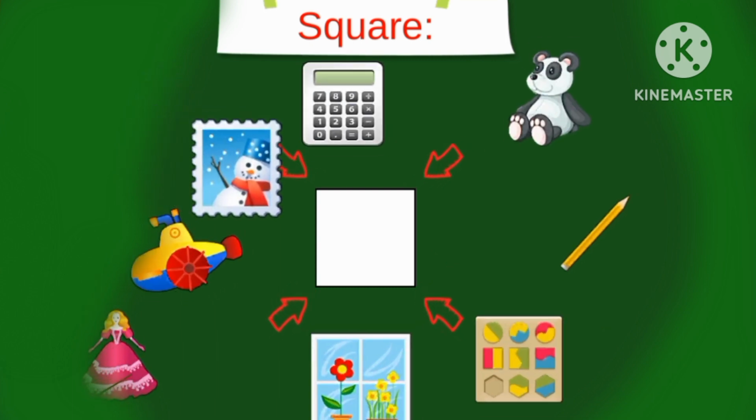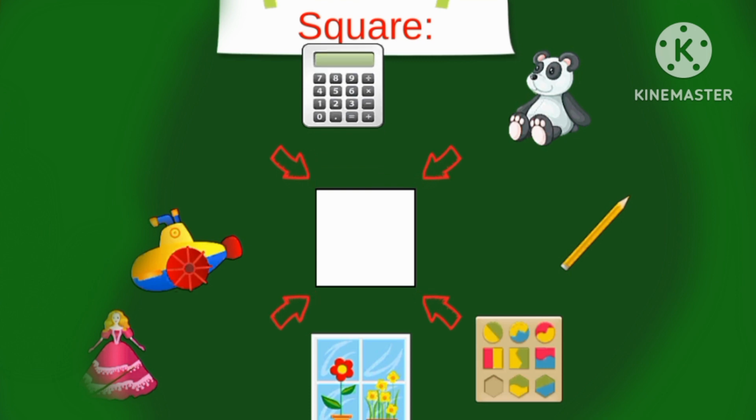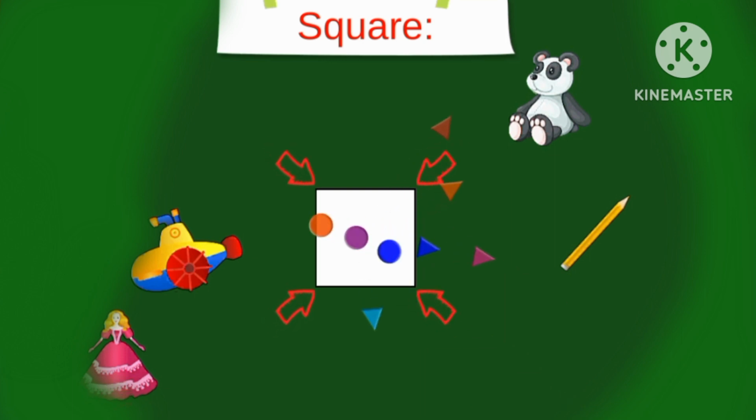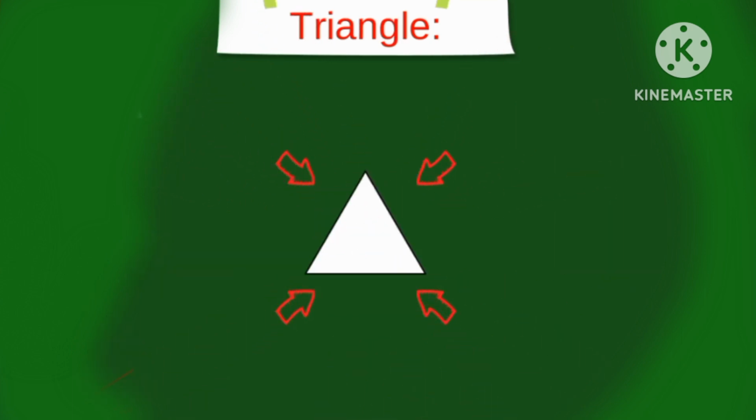Square. The picture is square. The calculator is square. The window is square. The puzzle is square.